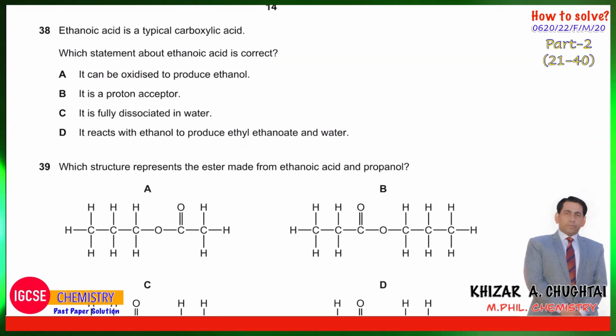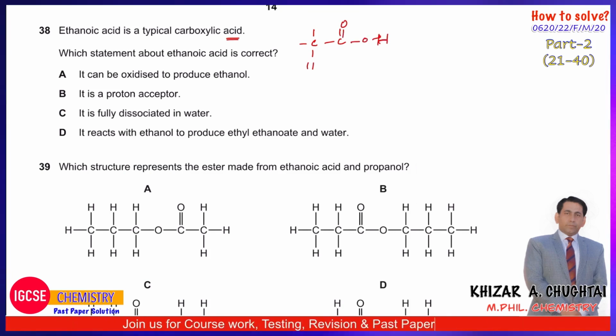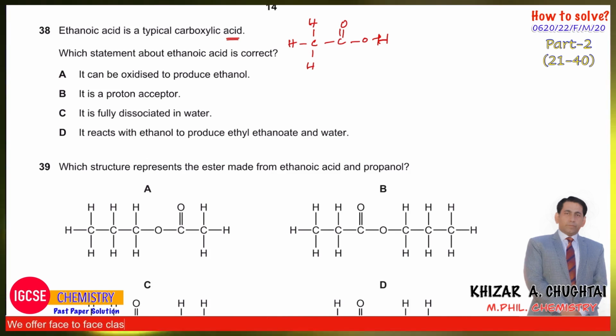The next question, 38. Ethanoic acid is a typical carboxylic acid. Which statement about ethanoic acid is correct? As the name indicates, it is an acid, and here is the structure of ethanoic acid. It can be oxidized to produce ethanol? No, it cannot be further oxidized.